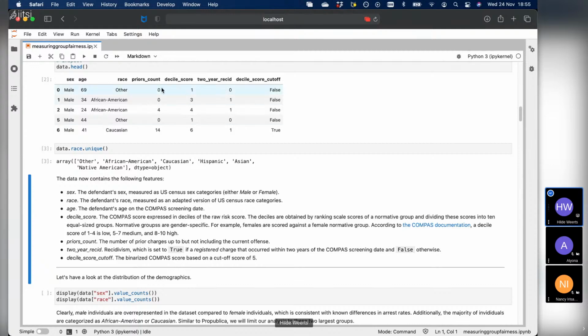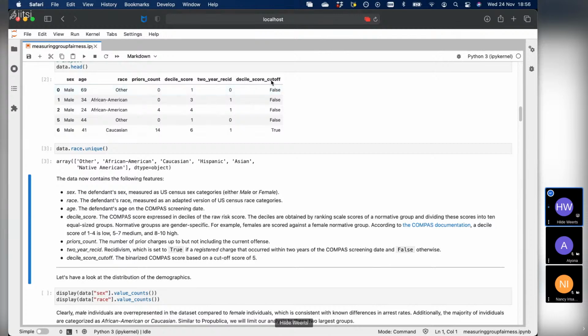Then we also have the priors count. This is the number of prior charges up to now, excluding the current offense. 2-year recid, so this is the 2-year recidivism, although I should probably say that it's the 2-year re-arrest. So this is whether the defendant has been rearrested within 2 years after the current charges were registered.